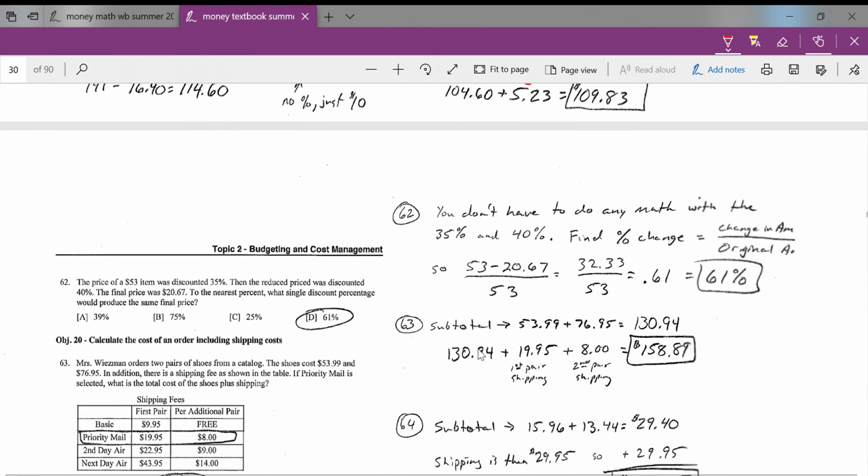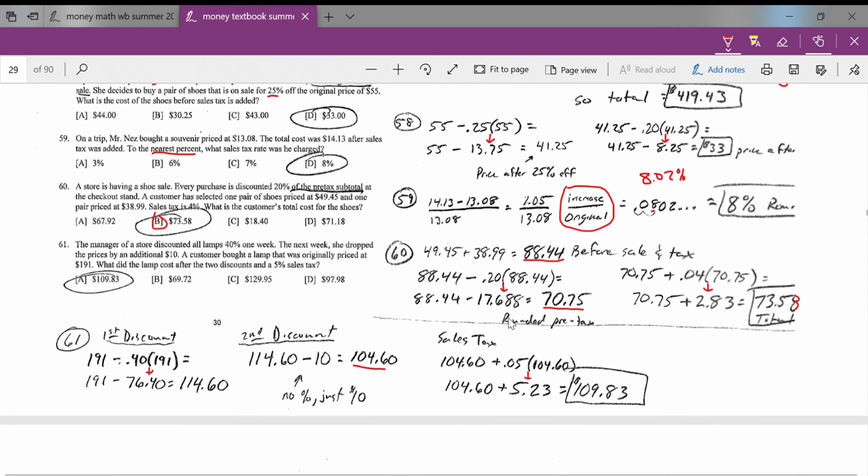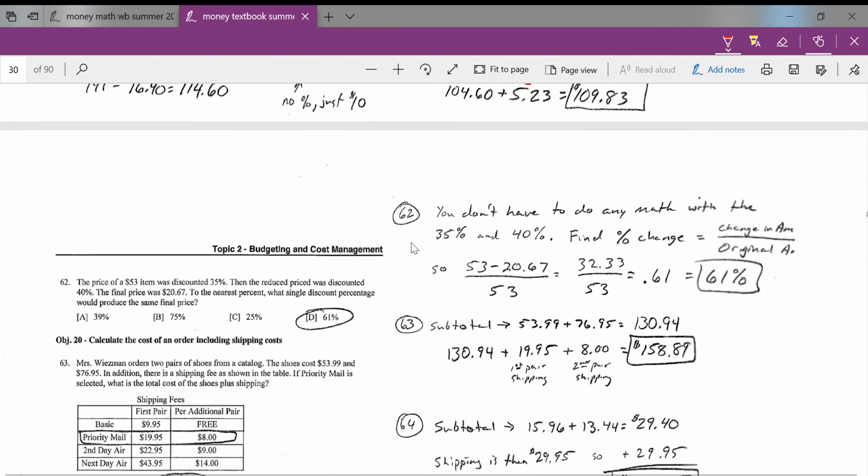And the last problem, the subjective. 62 says the price of a $53 item was discounted 35%. Then the reduced price was discounted 40%. The final price was $20.67. To the nearest percent, what single discount percentage would produce the same final price? So this one can be very confusing what to do. It ends up being very similar to number 59, but it reads a lot different.